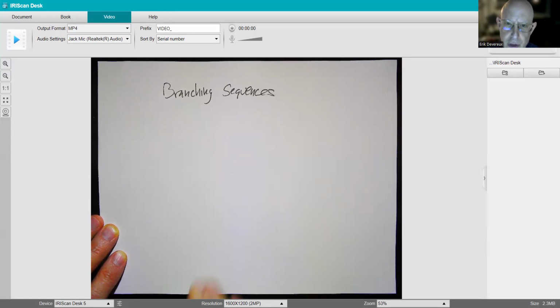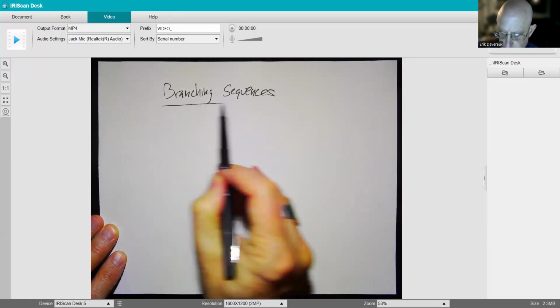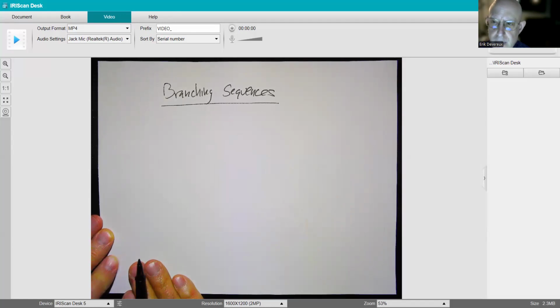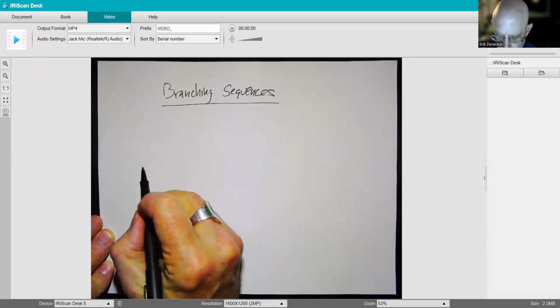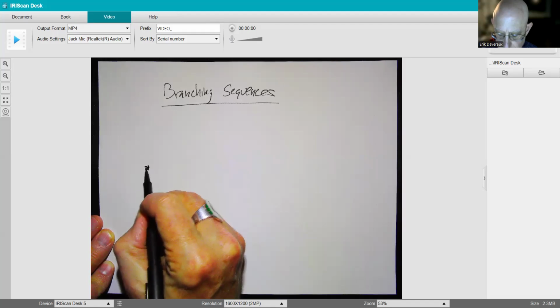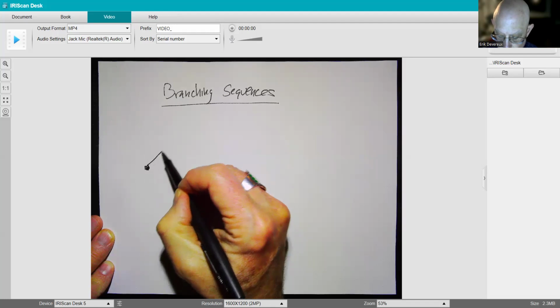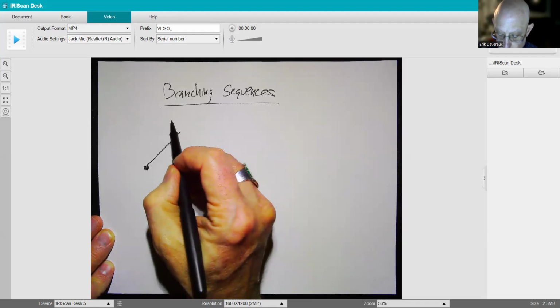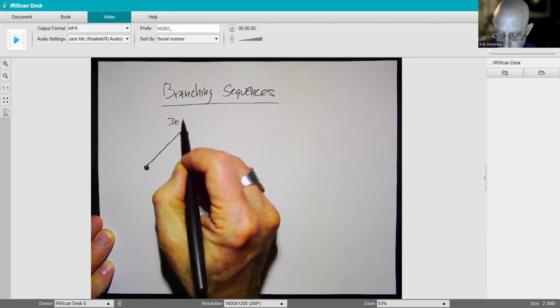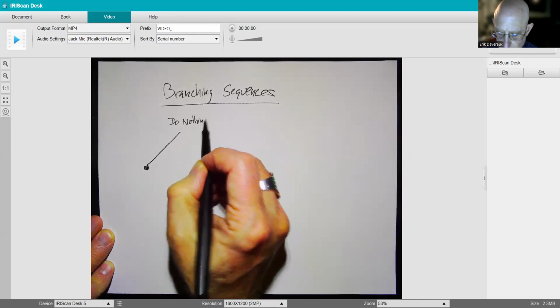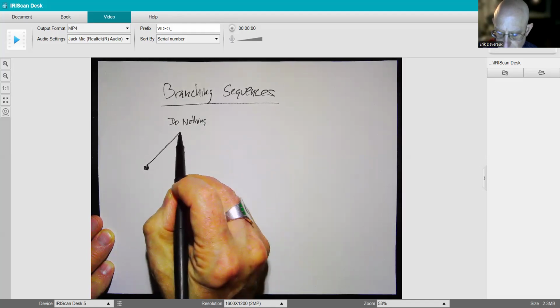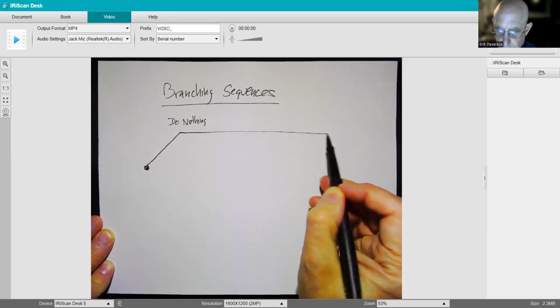Let's use again, just in this example for branching sequences, I'm also going to use that traffic congestion problem. And I'm going to start here where we begin. And I'm going to say there's several sequences we could go down. This sequence here, we will say is do nothing. This is the do nothing sequence. So we stay right where we're at, and the highway stays just like it is.